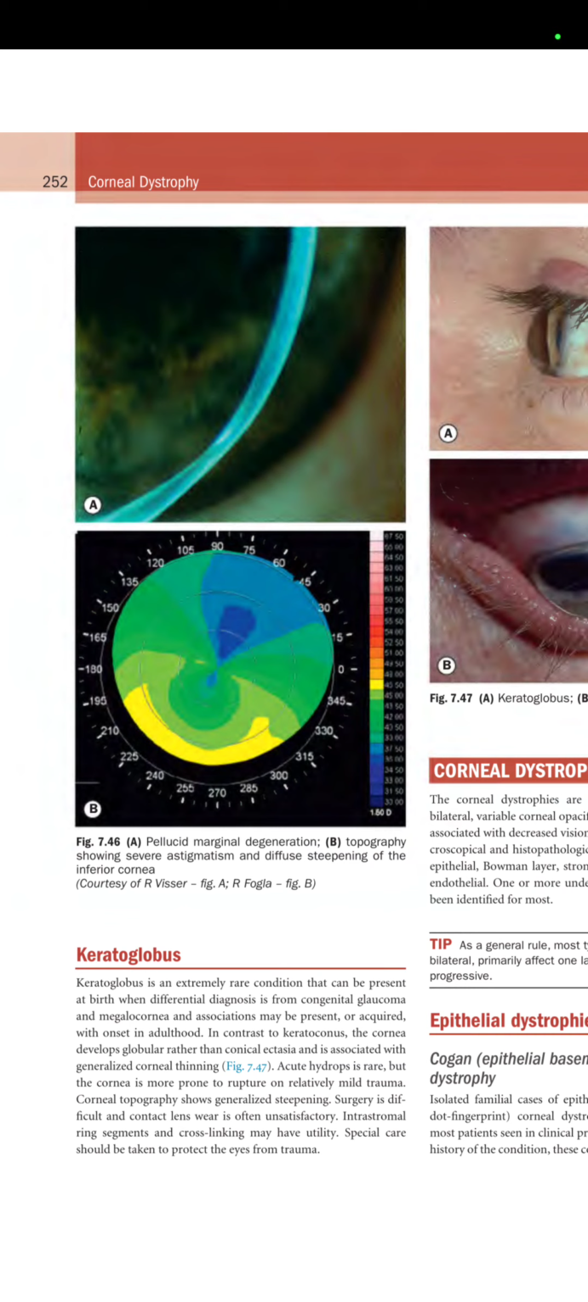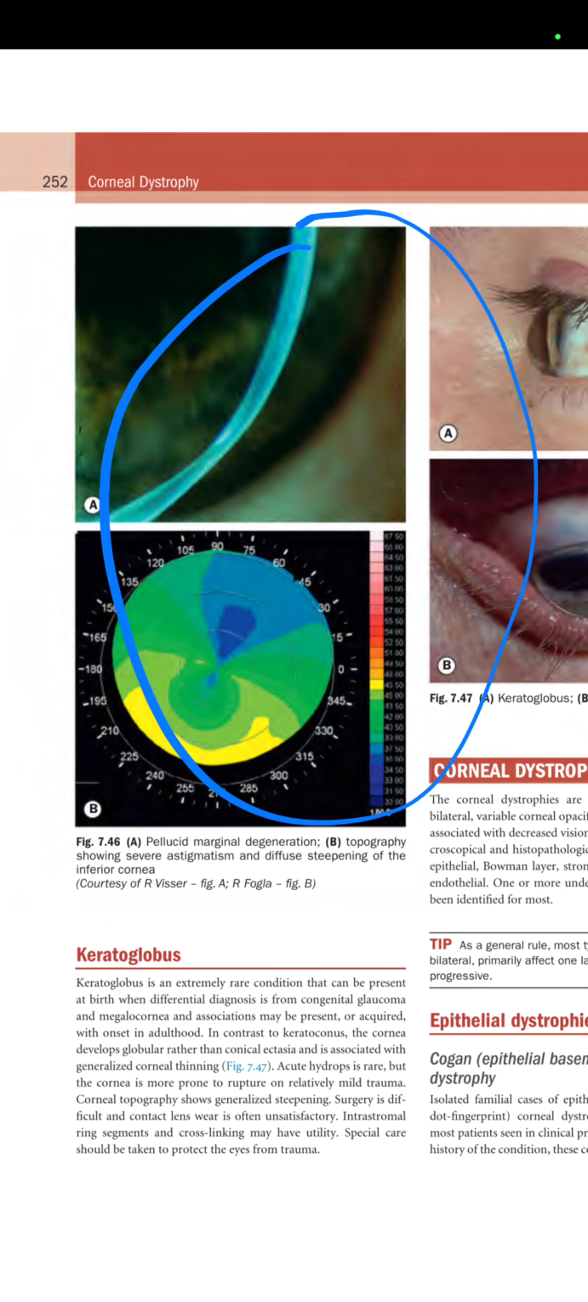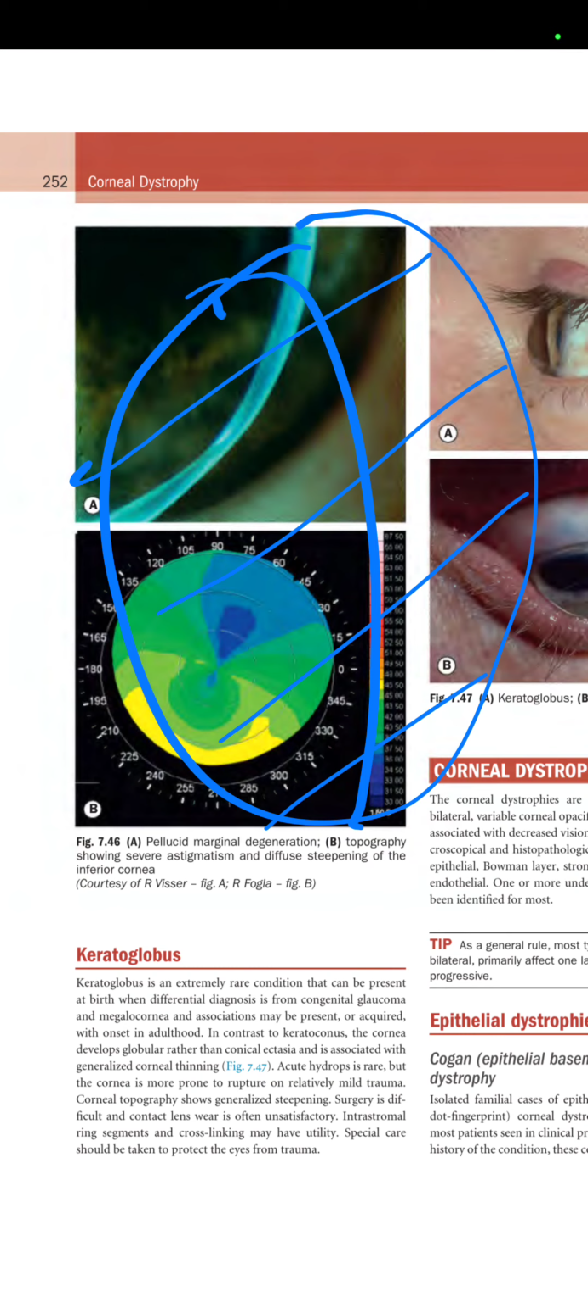Keratoglobus. So what is a keratoglobus? In case of keratoconus and pellucid marginal degeneration, there is a particular area of the cornea that is being protruded. And in case of keratoglobus, the whole of the cornea is being protruded. You can see the whole of the cornea is becoming protruded from superior to inferior, from the horizontal side.